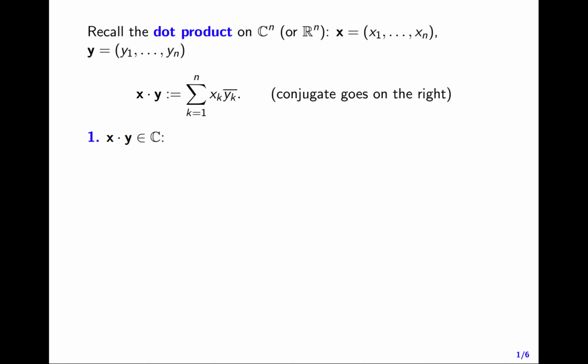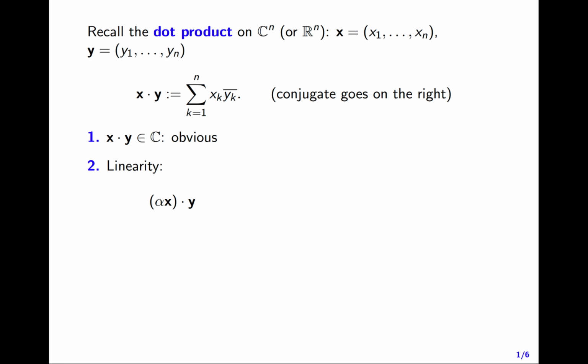First, x dot y is always a complex number. Well, that's, I think, pretty obvious because you have the sum of a bunch of complex numbers. That's what the dot product is. It's the sum of products of complex numbers, so it's also complex.